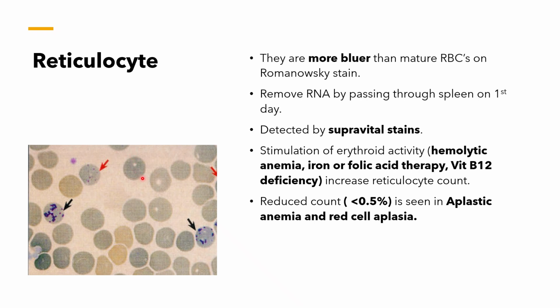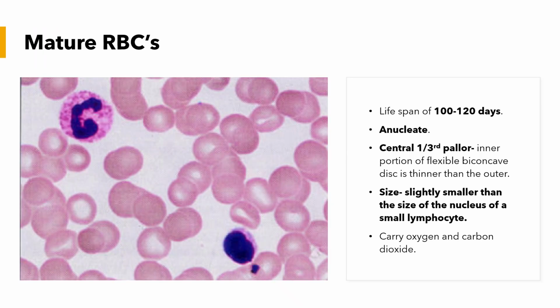In situations where the erythroid activity is stimulated, like in hemolytic anemia, iron therapy, folic acid therapy or vitamin B12 therapy, there is an increase in the count of the reticulocytes. There is a significant reduction in the count of reticulocytes, below 0.5 percent, in aplastic anemia and red cell aplasia. This can be seen by supravital stains.